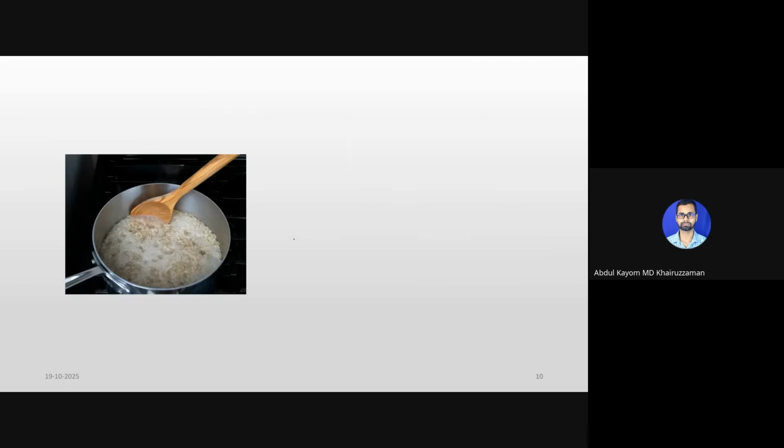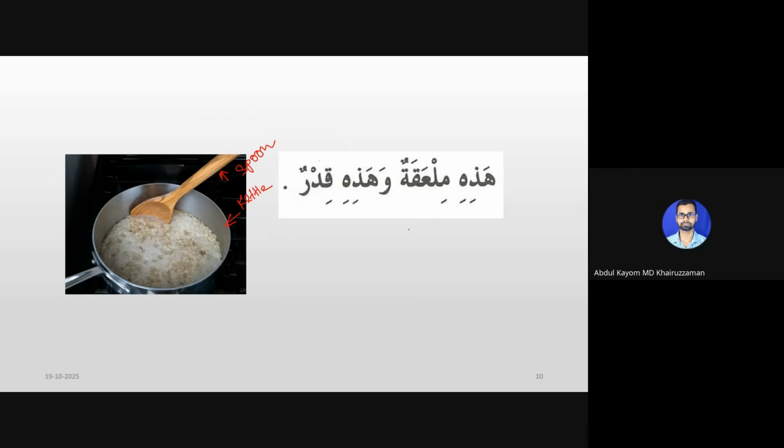Then in this picture, you can see this is a spoon and this is a cooking pot, or you can say kettle, right? Kettle. So this is a spoon. In Arabic we call it mil'aqatun. So hadhihi mil'aqatun. This is a spoon. Wa hadhihi qidrun, and this is a cooking pot or a kettle. Now you can see qidrun, we are using hadhihi, but there is no ta marbuta here. There is no ta marbuta at the ending.